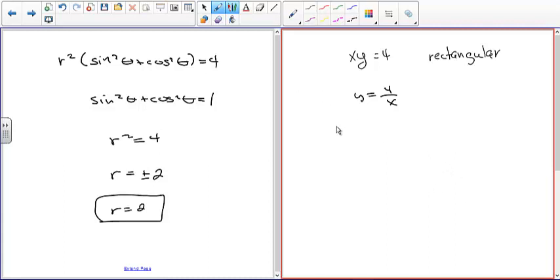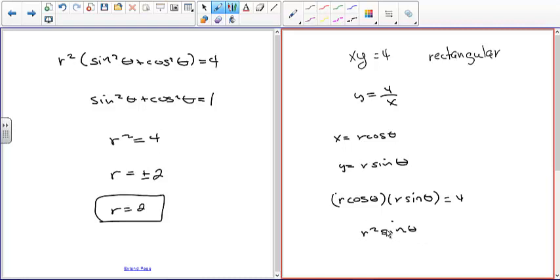So, I know this one turns out to be, so hopefully I'll remember how to do this. So let's try it again. x equals r cosine theta. y equals r sine theta. So let's plug it in and see if I can remember how to do this. So we get r squared sine theta cosine theta equals 4.